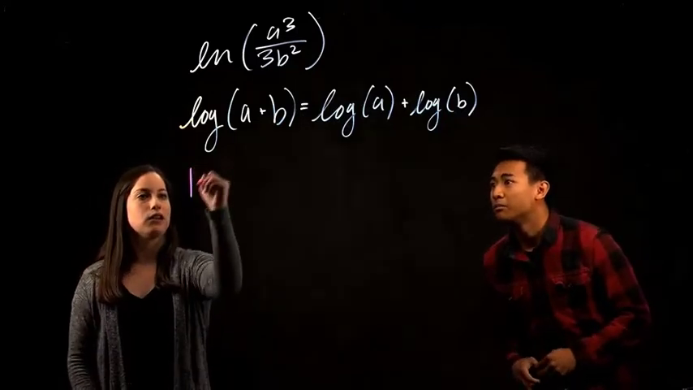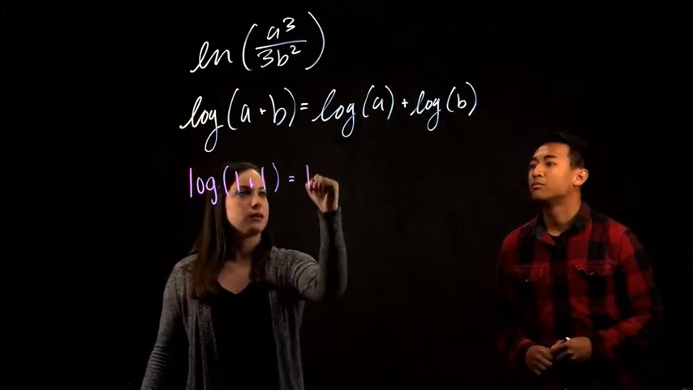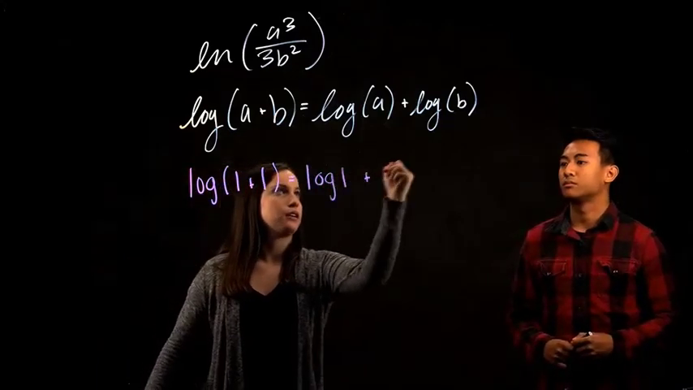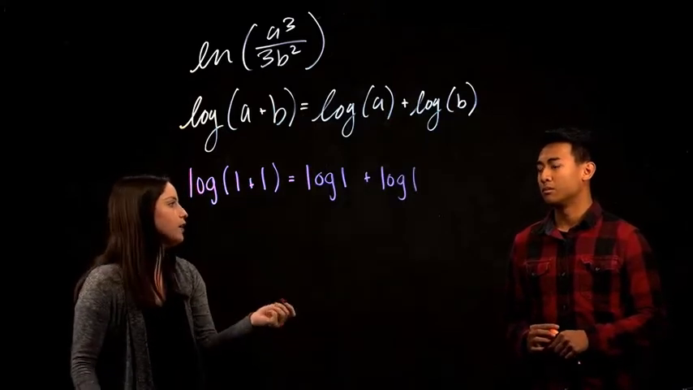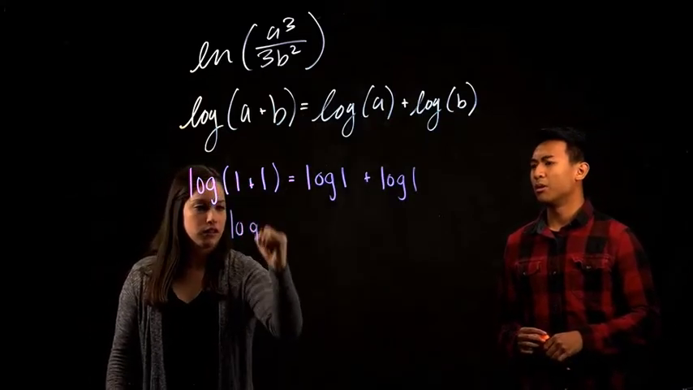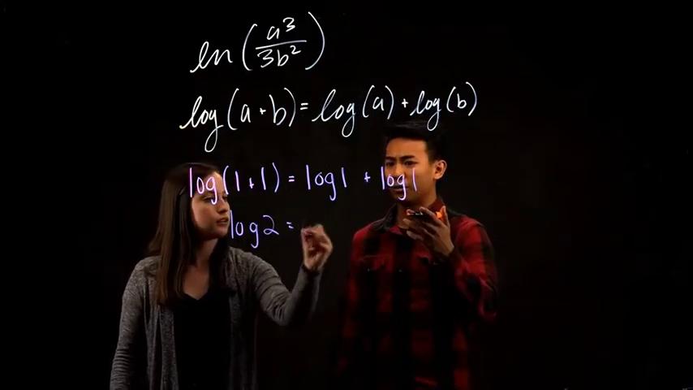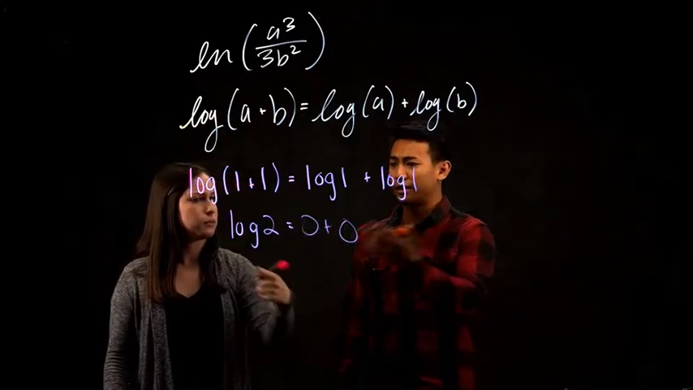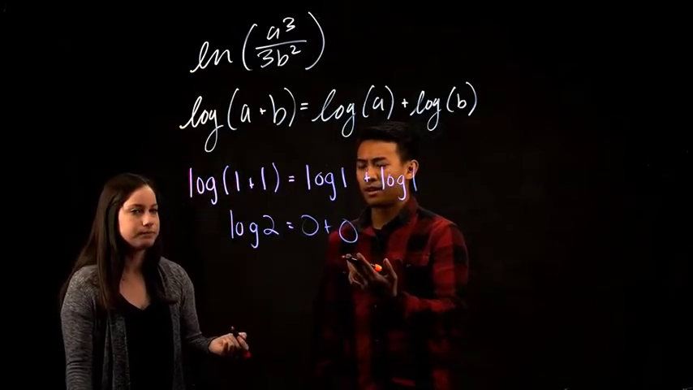So we would have the log of 1 plus 1, and that's equal to the log of 1 plus the log of 1. Well, this is just the log of 2, right? Yes. Oh, no, wait. Those would both be 0, right? Log of 1 is 0, so we would have 0 plus 0. But that doesn't make sense, right, because this is a number. It's not 0. Yeah, that doesn't make sense.